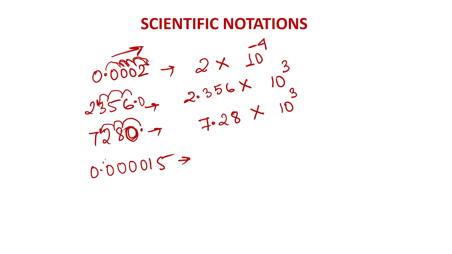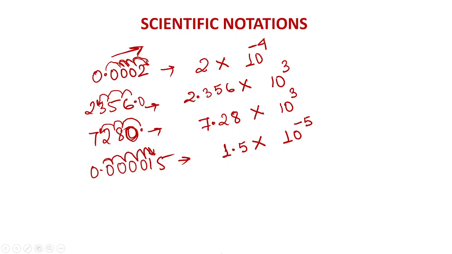In this case my decimal will have to come up to after 1. So here it will be 1.5 multiplied by, let's see how many digits, 1, 2, 3, 4, 5 digits. So it will be 10 to the power minus 5. So this is how your scientific notation is expressed.